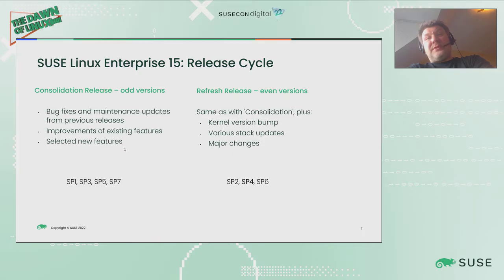And refresh releases, even versions of our SUSE Linux Enterprise 15 family. It has, in addition to what we have in odd versions, kernel version bumps. We have various stack updates. We can refresh some key components, get the new versions, and we keep adding other major changes to the service packs. And here we have SP2, SP4, and SP6 in this category.